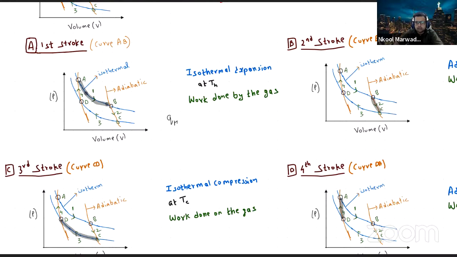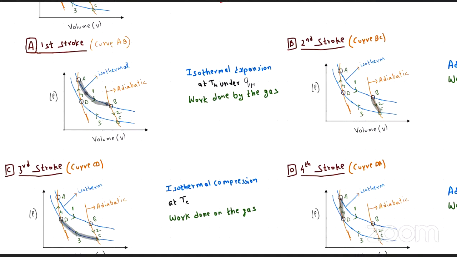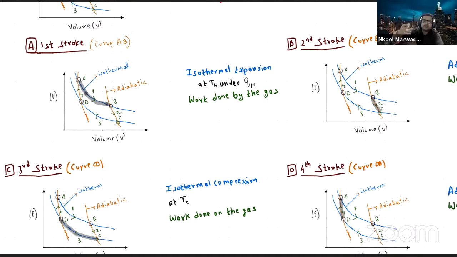Isothermal expansion under heat source QH. And definitely when the gas comes in contact with this heat source, which is kept at a constant temperature, the gas particles will gain energy, their kinetic energy will increase, and they will start expanding. And hence isothermal expansion will take place.